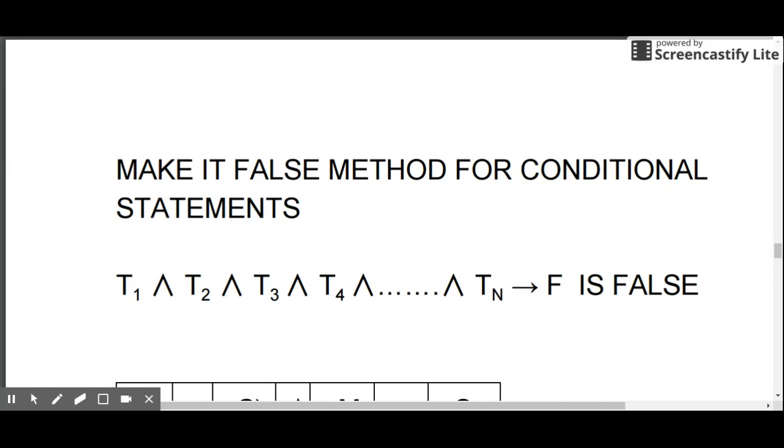In logical form, if we can force the premise to be true and the conclusion false, then it is not valid. In every other case, it will be valid. Now remember, for conditionals, true then false is false. Every other case is true.